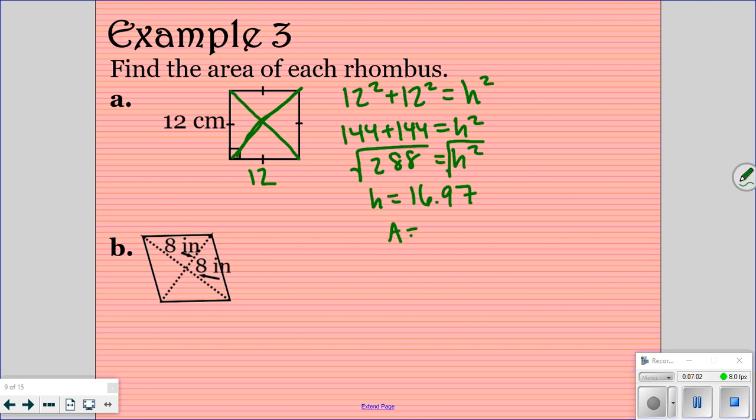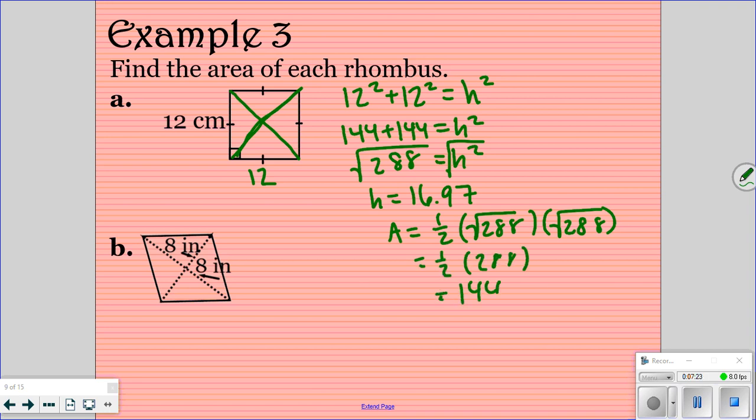So the area is going to be 1/2 times diagonal 1 times diagonal 2. And so I'm going to leave it as the radical 288 for the two diagonals. And the square root of 288 times the square root of 288 is just 288. So you really have 1/2 times 288, which is 144. And the units are centimeters.